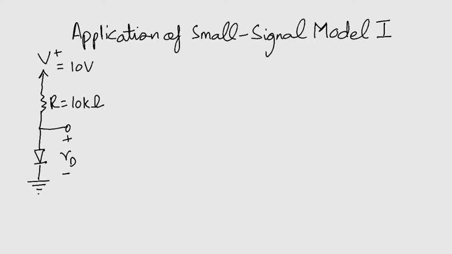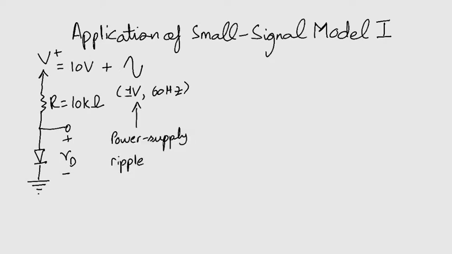Consider the circuit on your screen. The power supply V plus has a DC value of 10 volts on which is superimposed a 60 Hz sinusoid of 1 volt peak amplitude. This signal component of the power supply voltage is an imperfection in the power supply design. It is known as the power supply ripple. We'll study more about this later.